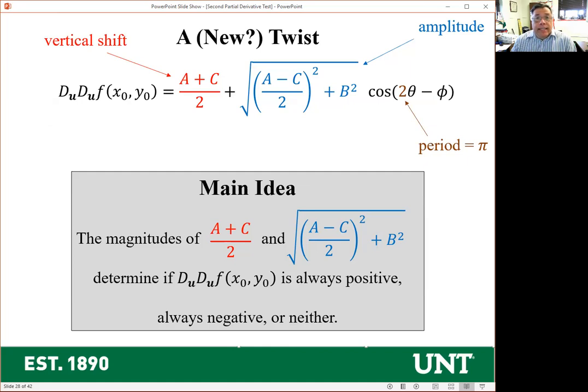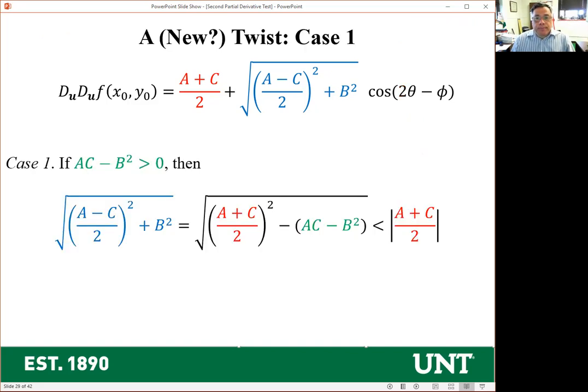The main idea is that I need to again determine where is this positive always, where is it negative always, and under what conditions is it neither always positive nor always negative? And this can be determined by looking at the relative magnitudes of the term in red and the term in blue. Case 1. Suppose that AC minus B squared is greater than 0.